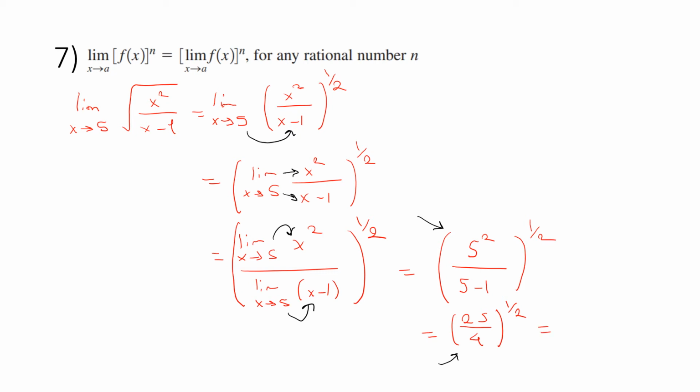So now you can convert it back to a root if it's easier for you. So this technically means root 25 over root 4, which would give you 5 over 2.